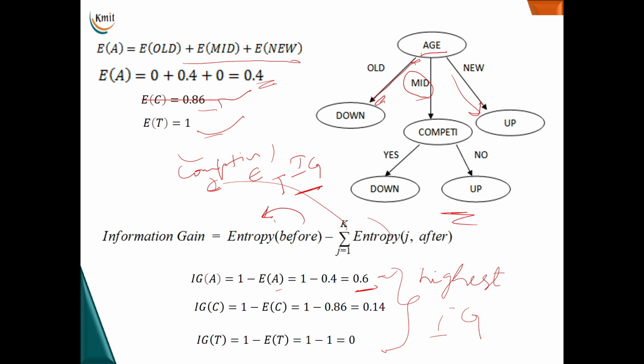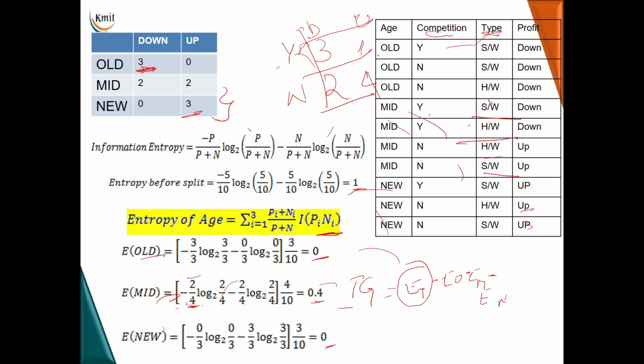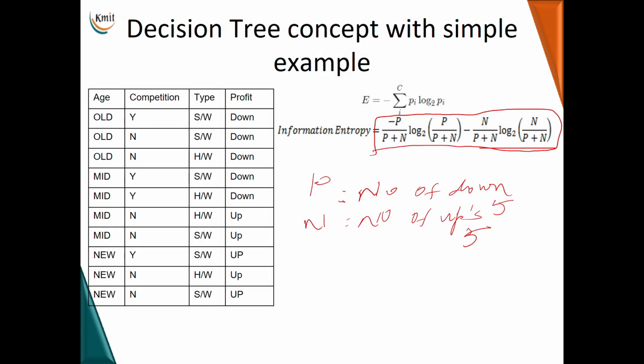This is all about your decision tree using ID3 algorithm. For example, if they give you this diagram, this question, and they don't ask you as ID3 algorithm, so what do you do?